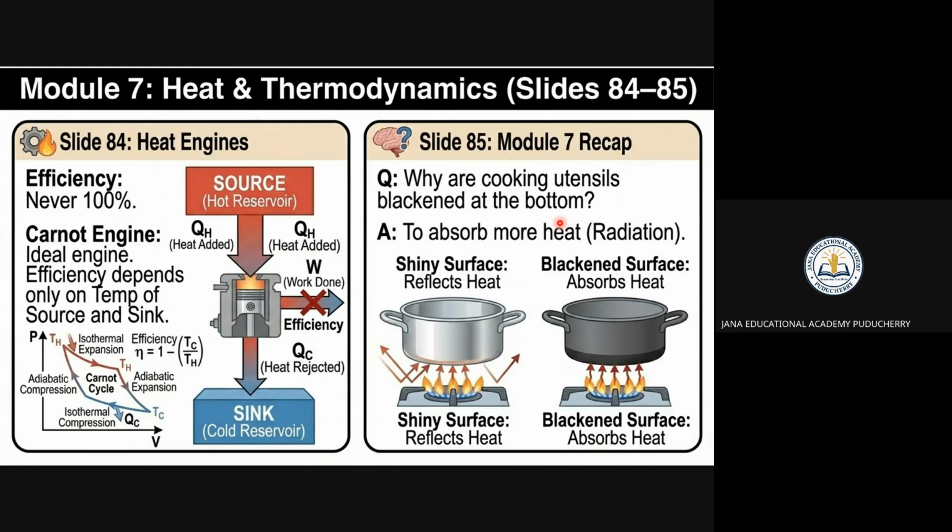You can see the cooking utensils in your home, right? At the bottom there is a surface that is blackened, because a blackened surface absorbs heat. Black is a great absorber of heat, as we've seen in the previous slides also. The shiny part, what happened? It reflects the heat.